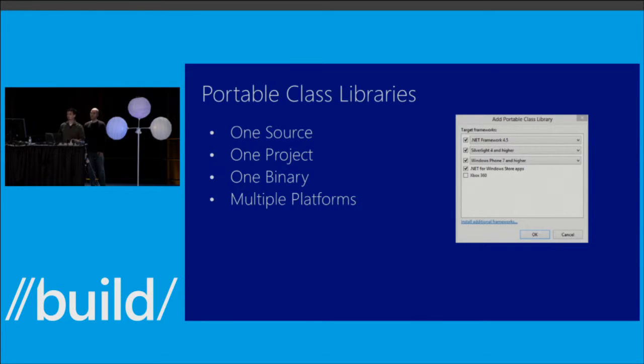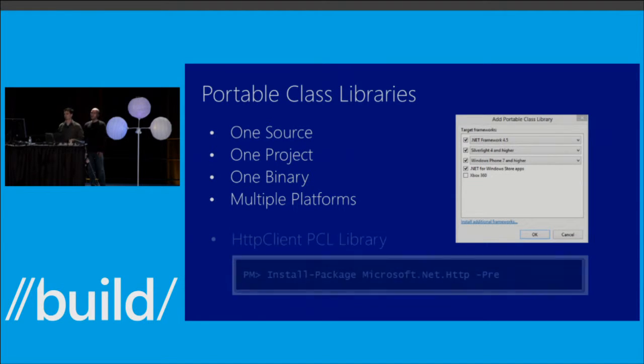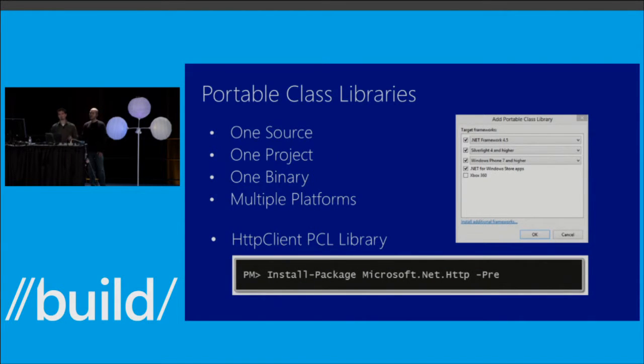It lives in one source. It's in one project. It compiles into one binary, but it'll hit multiple platforms. And so you can choose which platforms you want to hit using this very handy interface. It's a really great way of sharing code, especially if you're looking to share code cross-device. One thing I do want to call out is the HTTP PCL library. With Windows 8 and Windows Phone, you actually have different HTTP client implementations, and this bridges that gap. So if you start your portable class library, the first thing you do is go into NuGet and install the HTTP client PCL library. Save yourself an enormous amount of pain.